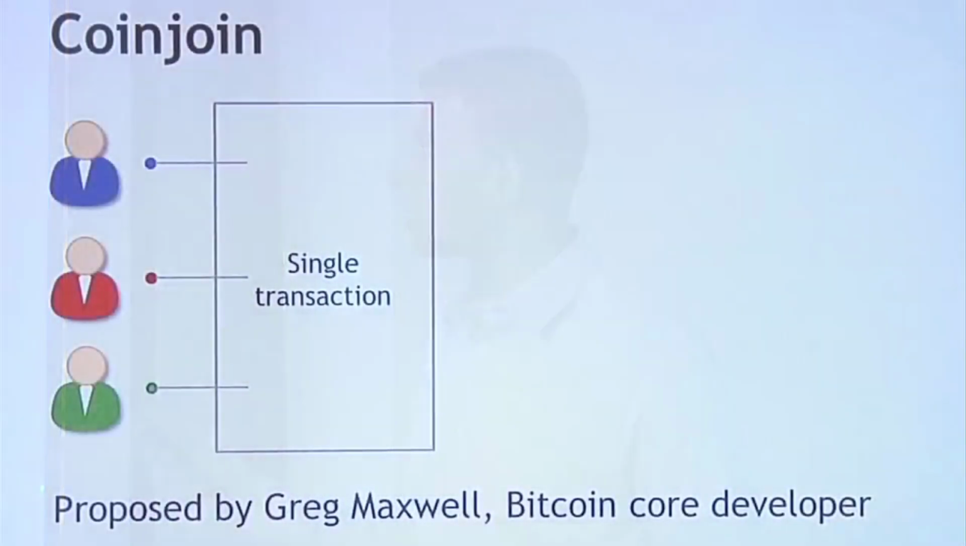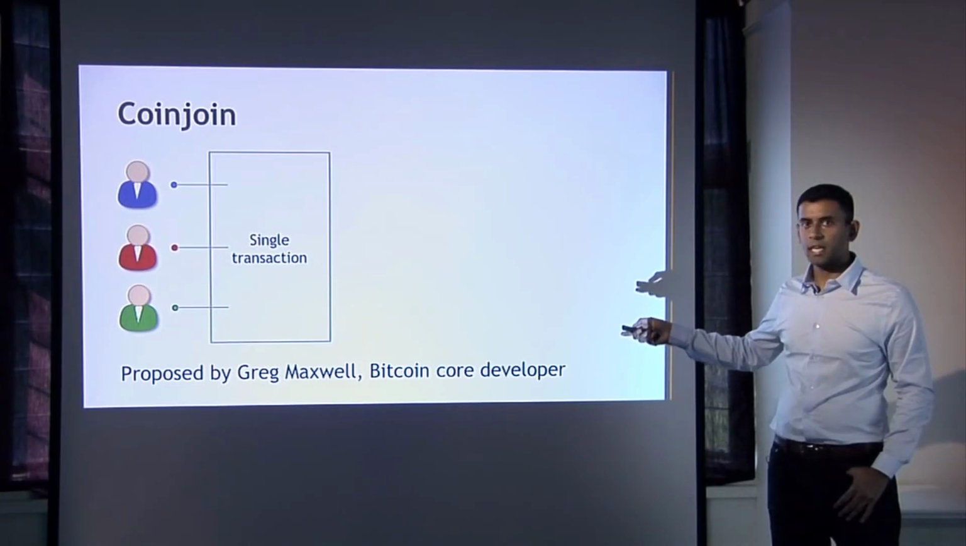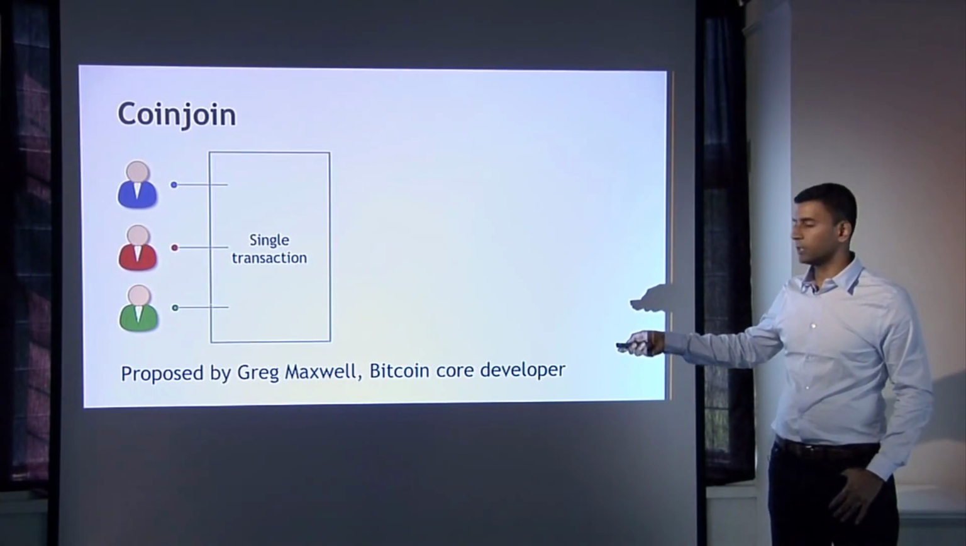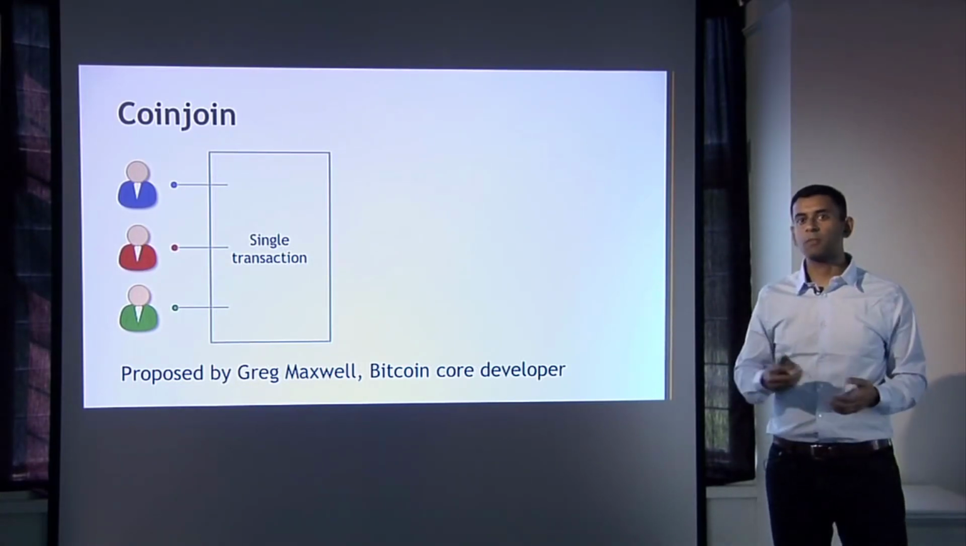So how might this work? The main proposal for decentralized mixing is called a coin join, and this is something that was proposed by Greg Maxwell, who's a core Bitcoin developer, who we'll meet again in the next lecture, actually. So what he proposed is different users coming together to create a single Bitcoin transaction, and what the outputs of this transaction are, we'll see in a second, but somehow create a single Bitcoin transaction that combines all of their inputs, presumably of equal value.